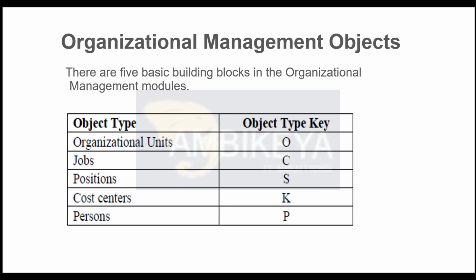Now, what are human organization management objects? There are five basic building blocks. One is the organization unit, which is denoted by the symbol O. We also call it a symbol or key. Then we have jobs, which is symbol C. We have position, that is symbol S. We have cost center, that is K. We have person, that is P.